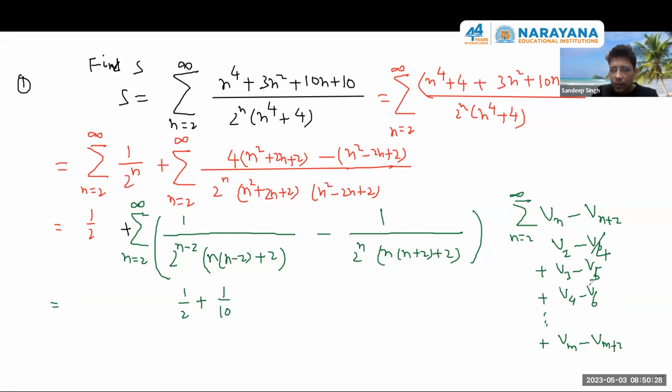So see, these terms are getting cancelled like this. So all of these will vanish. Two terms will remain here, but since m is approaching infinity, they will go to 0. And the effective terms will be V2 plus V3. That is what we have written here. Just check the calculation whether it is correct or not. So I think the sum is going to be 11 by.